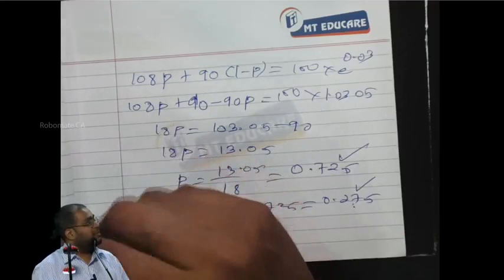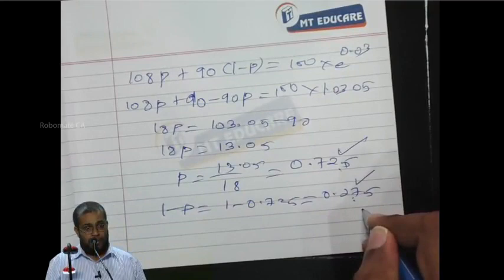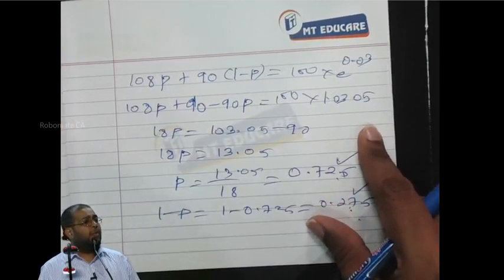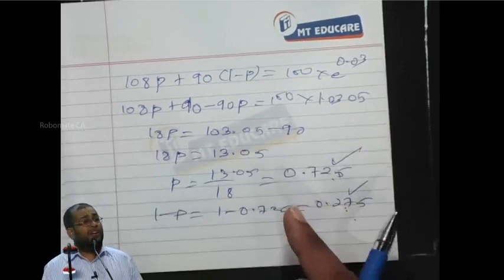The corollary, do you understand now? This 72.5 and 27.5 is not real probability, because if I multiply the 108 and 90 using real probability, I'll be getting some other number. It may be 107 or 108. What I get in that case is a risky return. The return earned is not risk free, it is risky.